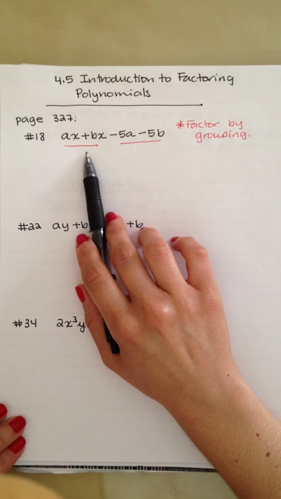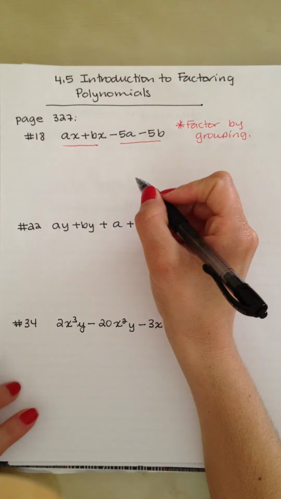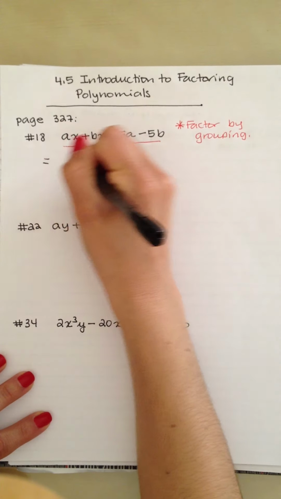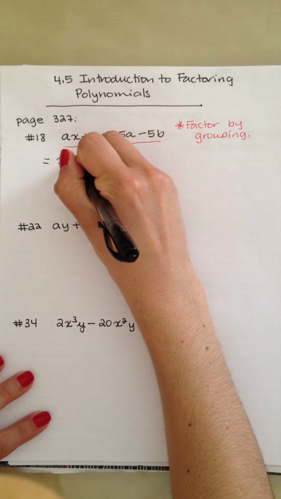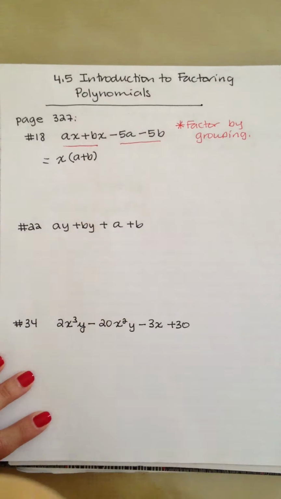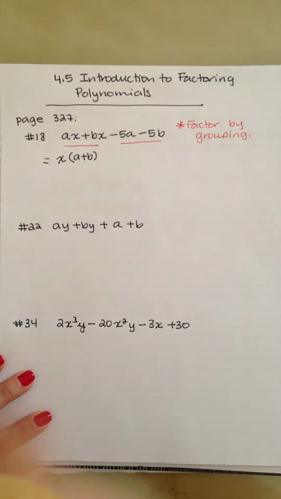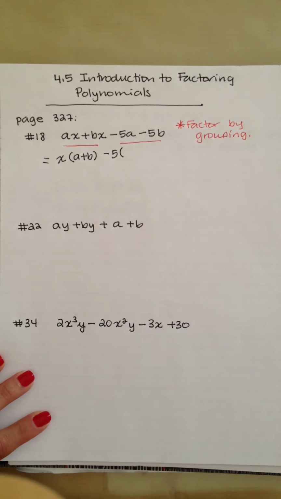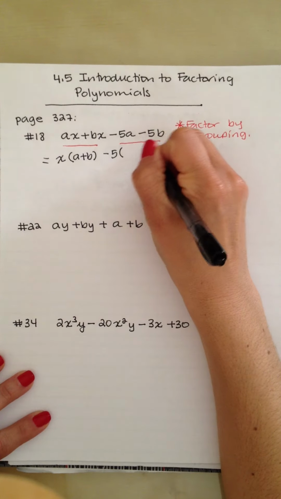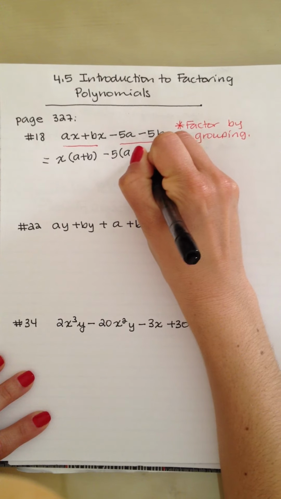And we look at the first 2 terms and we want to factor out the greatest common factor, which happens to be x. And then in parentheses, we're going to have a plus b. From the last 2 terms, the greatest common factor will be -5. Factor that out, and then you have to be careful because when we factor out a negative number, the signs will change inside the parentheses, which you will get a plus b.